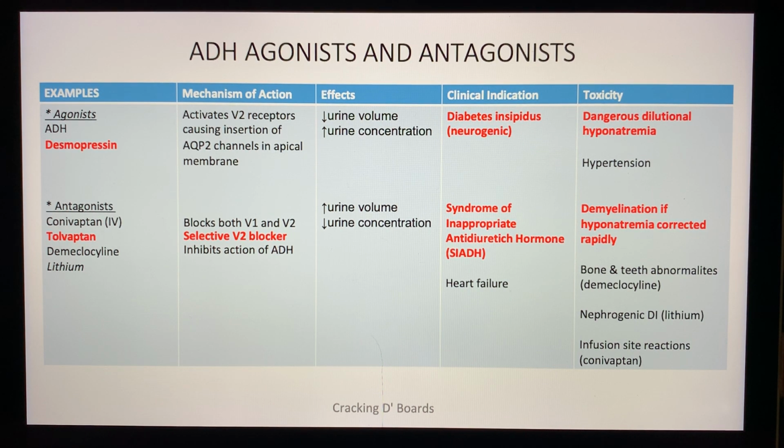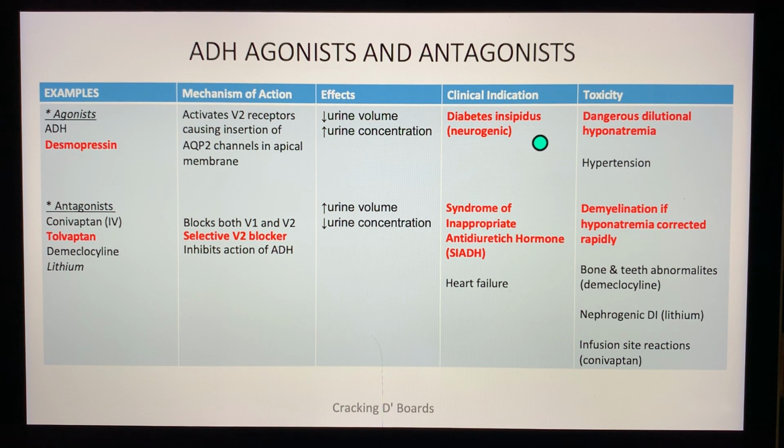The antagonists, we have conivaptan, tolvaptan, demeclocycline, and lithium. So again, examples of your agonists, desmopressin; antagonists, conivaptan, which is intravenous, tolvaptan, demeclocycline, and lithium. So mechanism of action of your desmopressin, it activates your vasopressin 2 receptors, causing insertion of your aquaporin channels. Effect, decrease in the urine volume, increase in the urine concentration.